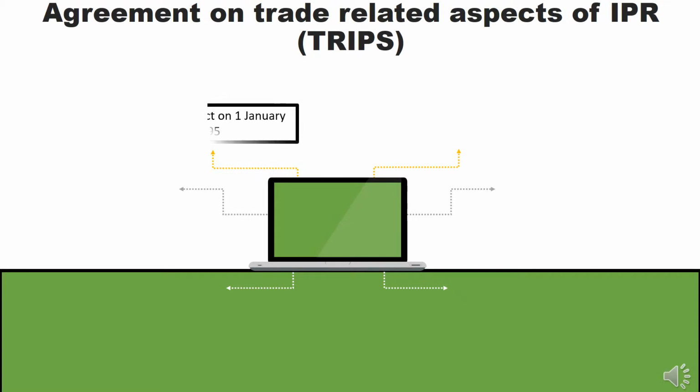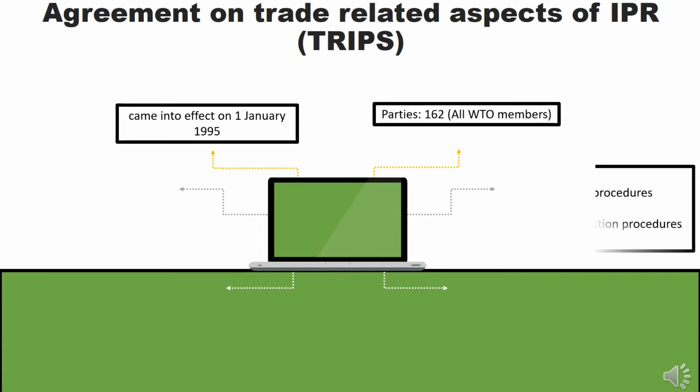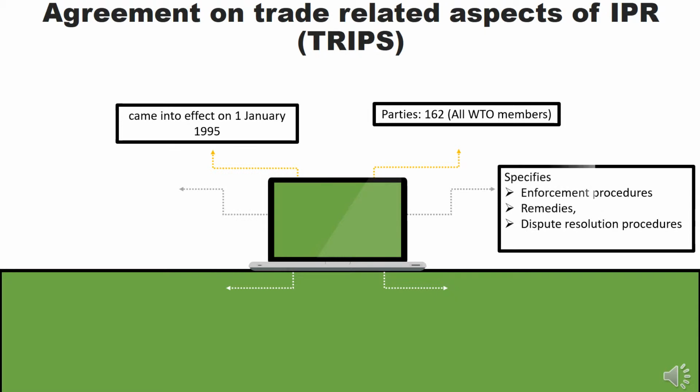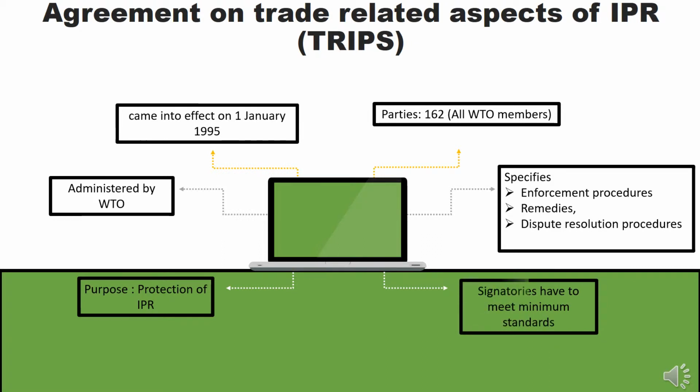Having understood the need of IPR, now we will move ahead to understand how the concept of IPR came into being. TRIPS was negotiated at the end of the Uruguay round of the General Agreement on Tariffs and Trade between 1989 and 1990 and is administered by the WTO. It came into effect on 1 January 1995.